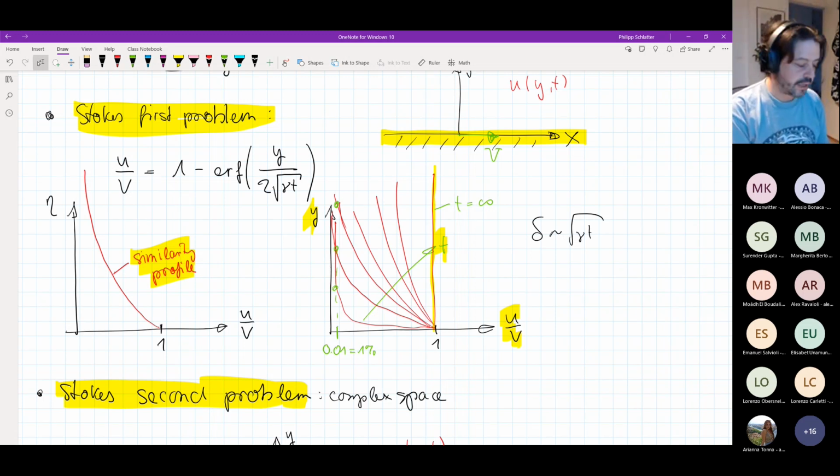So the whole idea of Stokes' first problem is a way to highlight the power of similarity solutions, when we combine different coordinates, in this case y and t, into one new coordinate, which then transforms our partial differential equation into an ordinary differential equation. So this was Stokes' first problem.